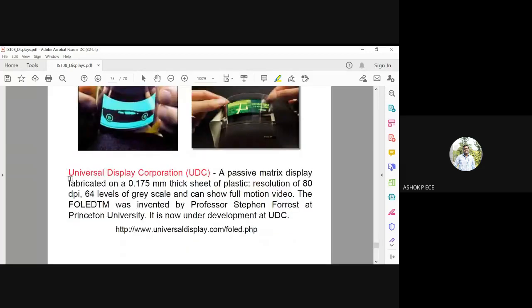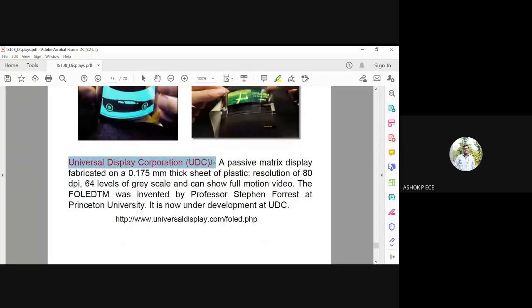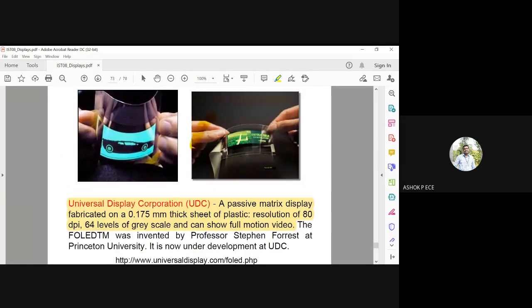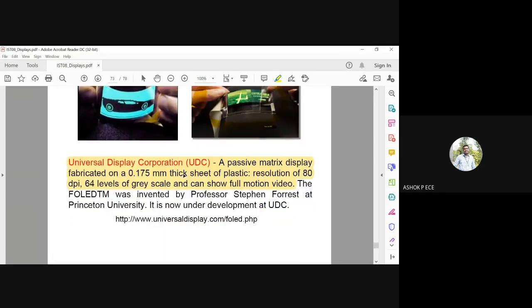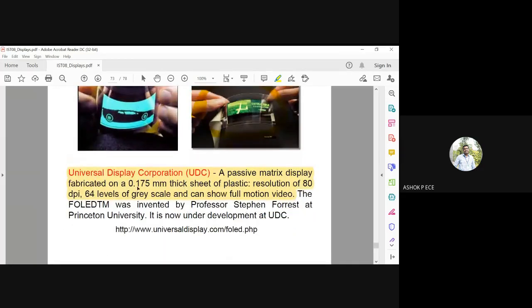So Universal Display Corporation fabricated a passive matrix display on a 0.175 millimeter thick sheet of plastic. The resolution was 80 dots per inch and 64 levels of gray, and it can show full motion video. This was developed by this company. This is what you see here. So this is the device showing the video. The size is only a 0.175 thick sheet of plastic. The resolution is 80 dots per inch and 64 gray levels. You can even see full motion video there.